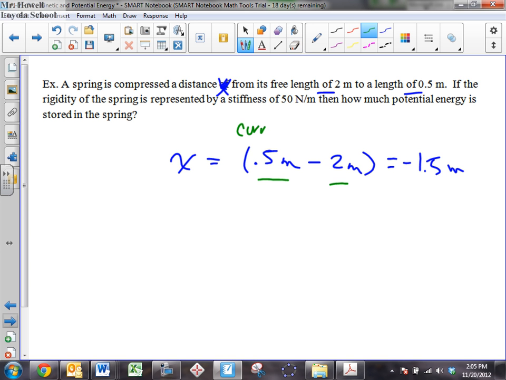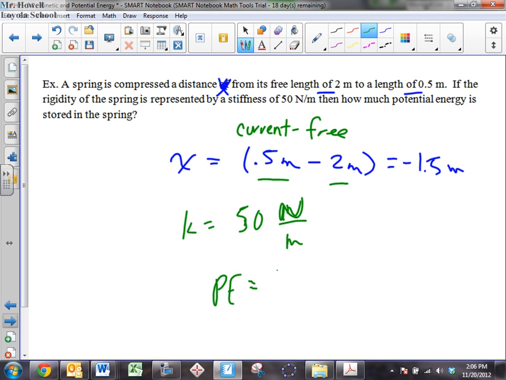So just remember, current minus free, or final minus initial, as we've been doing all year. The current length of 0.5 minus the free length of 2. All right, that's my x value. The k value is given as 50 newtons per meter. It's a pretty easy problem, right?